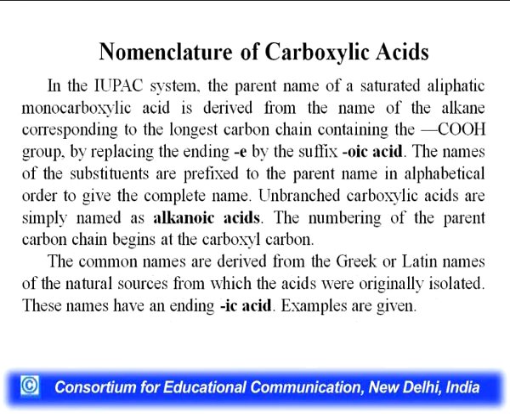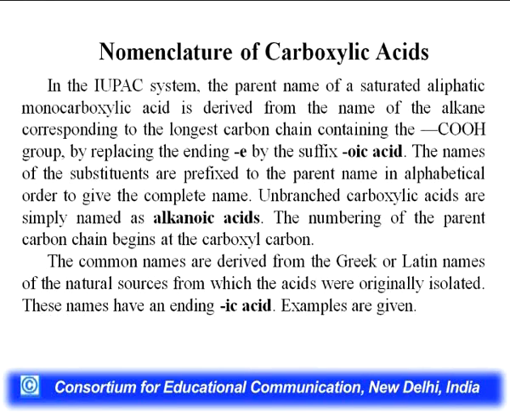Nomenclature of carboxylic acids in IUPAC. The parent name of a saturated aliphatic monocarboxylic acid is derived from the name of the alkane corresponding to the longest chain containing the carboxyl group. So we have to look for the longest chain of the compound, and replace the ending e with the suffix oic acid.